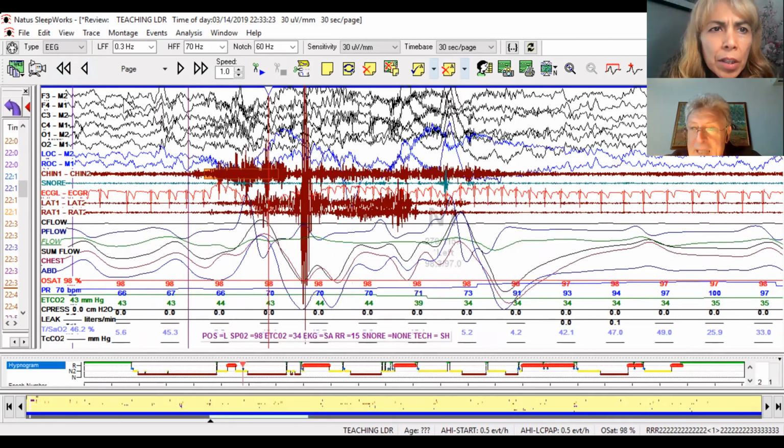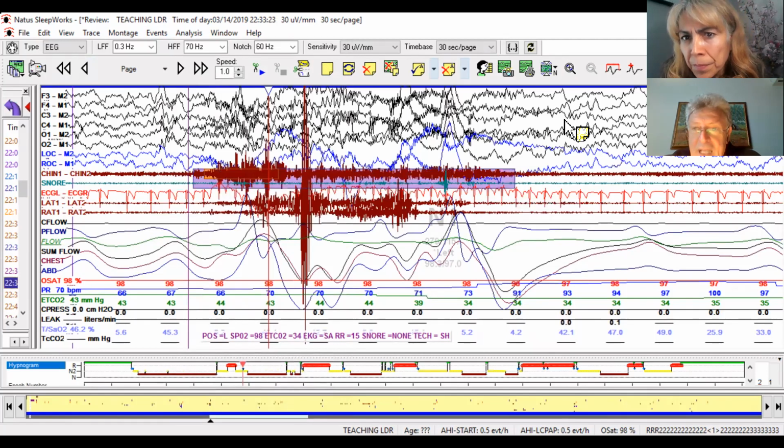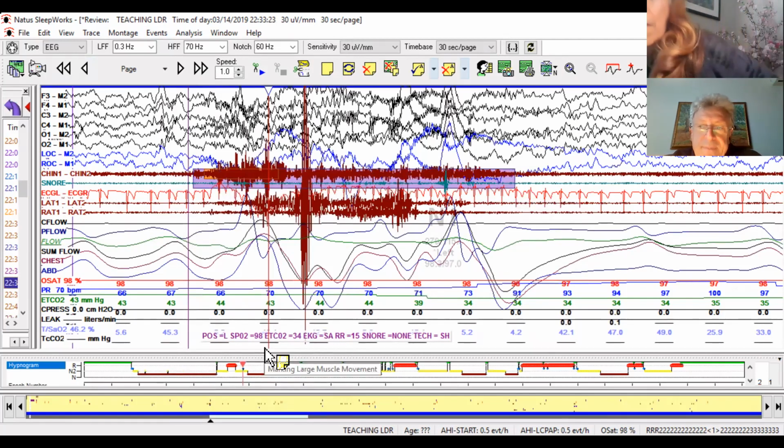So let's see how much. I don't think it is 15 seconds. The large muscle movement is 13 seconds. Yes, so N1 is correct, because the alpha is not 15 seconds.